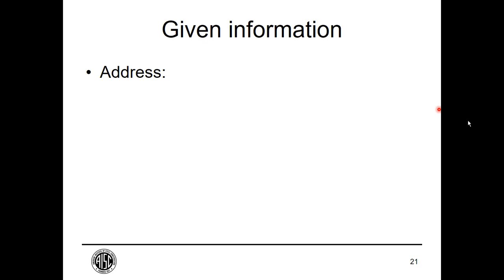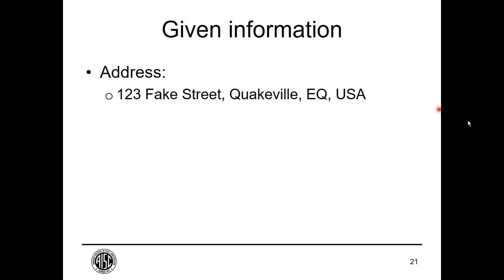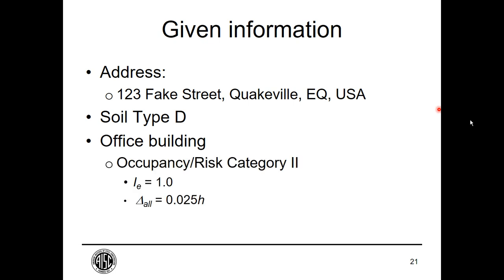Continuing on, we select a location. This is a fake location, but it's somewhere with reasonably high seismicity. The soil type is type D, an office building, so it's risk category 2 with an importance factor of 1. Because it's only 4 stories, our allowable drift is 2.5% of the story height.